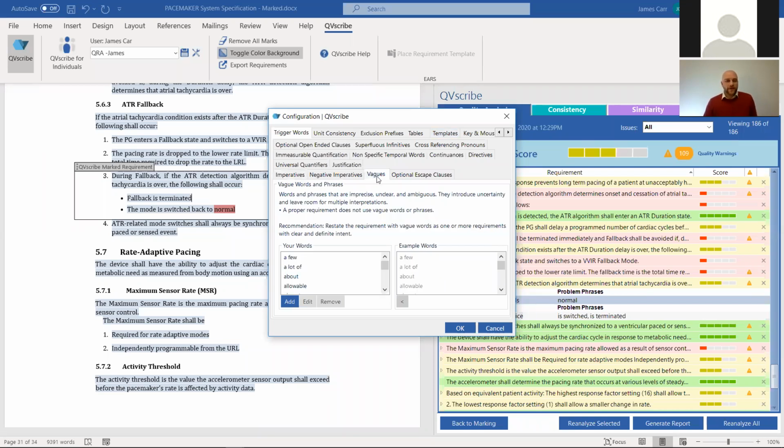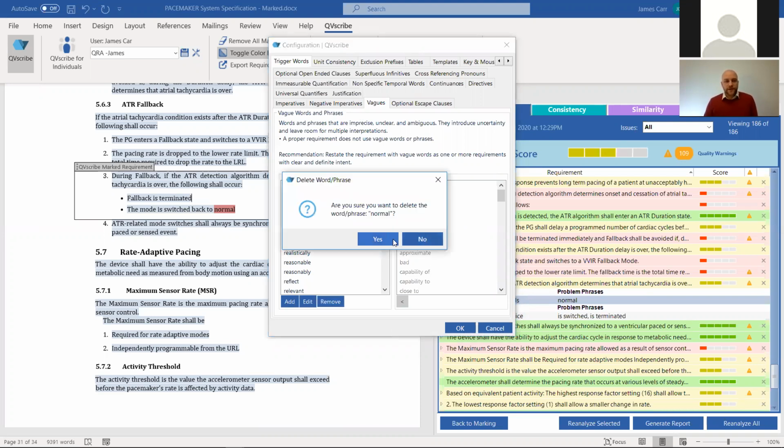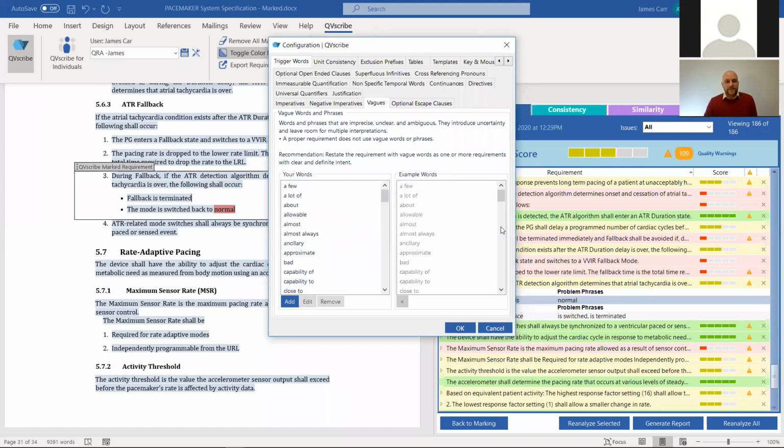So if I look at the list of vague words here, this is by default. My font's a little bit larger here. So I can look through this list and see all the different terms that are being flagged as vague. And maybe for this document, I don't want the word normal flagged anymore. So I can just remove that from the list. And now this is in the list of suggested words.